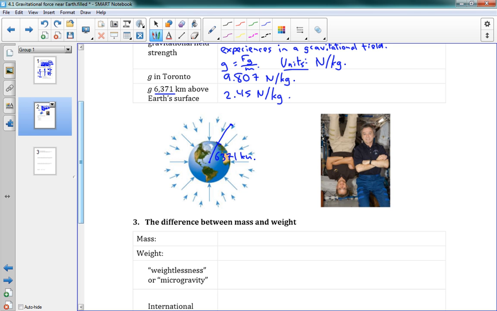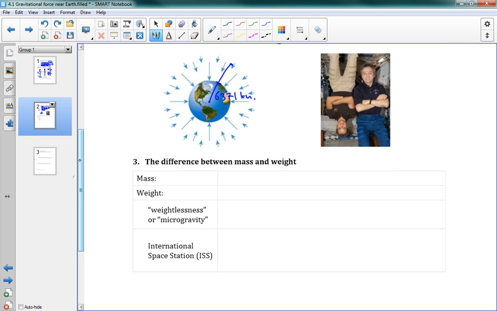Now to the right we have another picture here, 2 Canadian astronauts on the International Space Station. And they look like they're just floating there. We talked a bit about this before. The idea that on the International Space Station, it looks like people are floating. It looks like they don't have any weight, but they actually do. They actually have very close to the same amount of weight as you and I do here on Earth. So why does it look like they're floating?